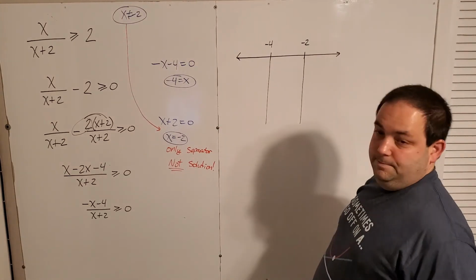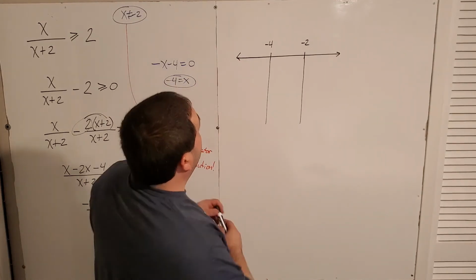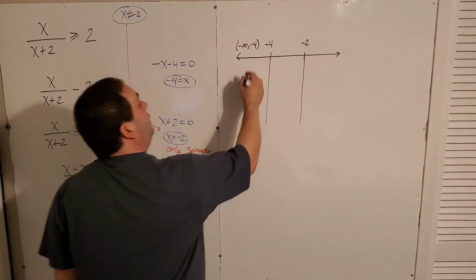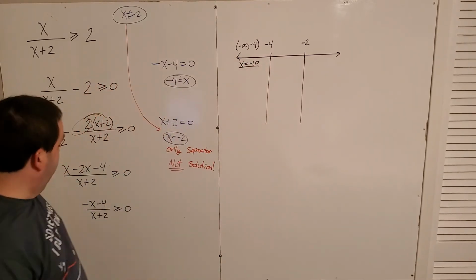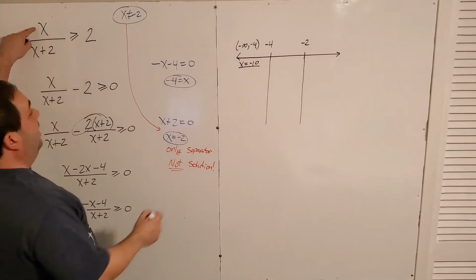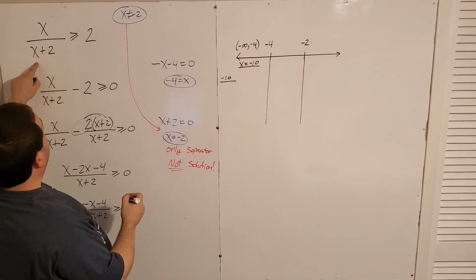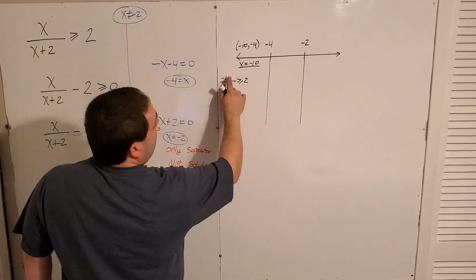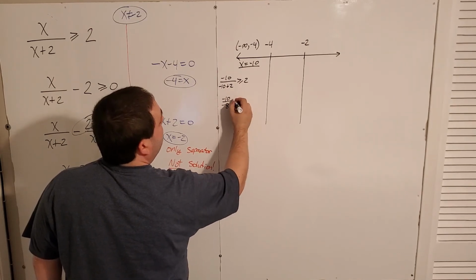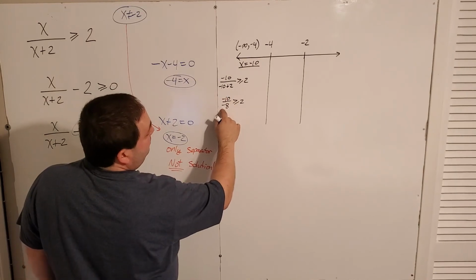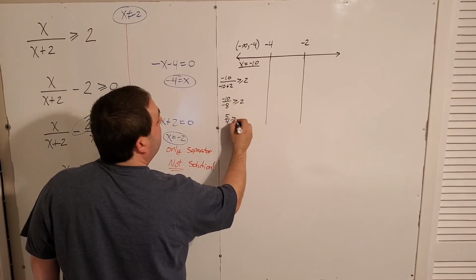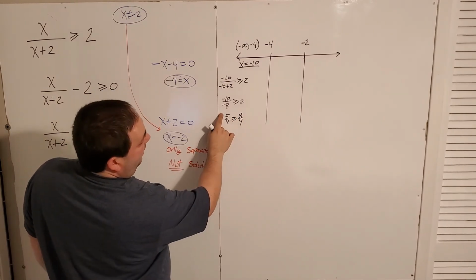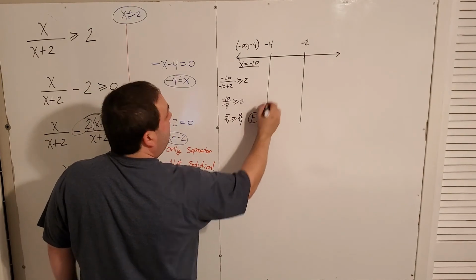Okay, so now let's test it. In this first section here, I have anything from -infinity to -4 that I can pick. Maybe I'll pick my favorite, -10. Easy to plug in. So we go back to the original, remember? I've got -10 over -10 plus 2 greater than or equal to 2. That's going to give me -10 over -8, which I can reduce. Double negative is positive. 10 over 8 reduces to 5 over 4, is greater than or equal to 2. But remember, 2 is 8 over 4, and 5 is not greater than 8. So this is a big old false. Don't use this interval.